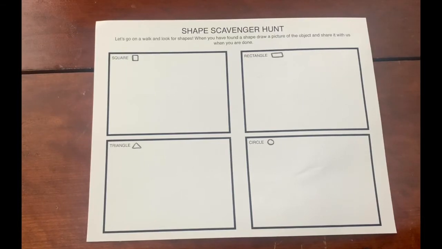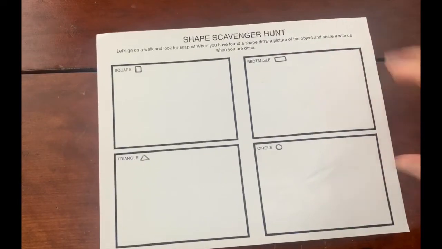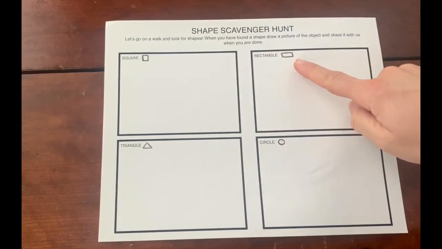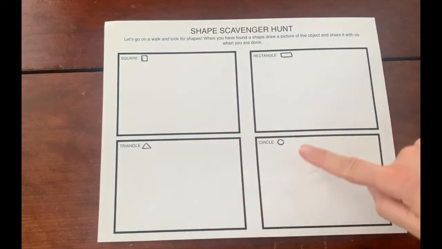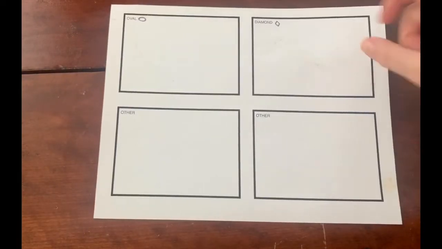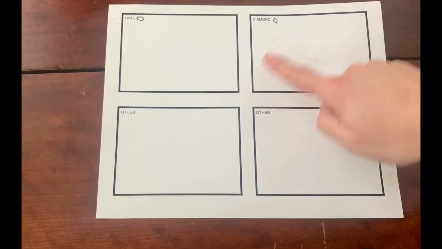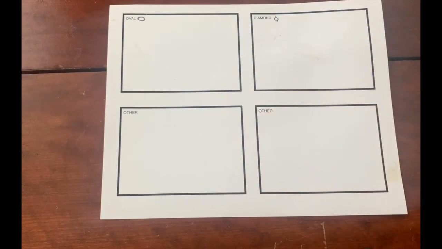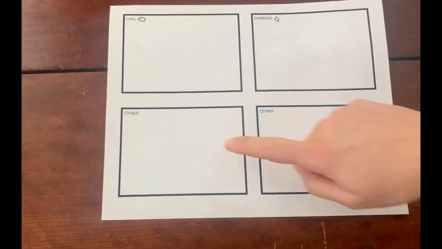If you have gotten it, you'll find this piece of paper inside, and there are boxes for you to draw all of the different shapes you see. There's square, rectangle, triangle, and circle. And on the back, oval, diamond, and then 2 spaces that say other. So if you see a shape that we didn't put on here, then you can draw it here.